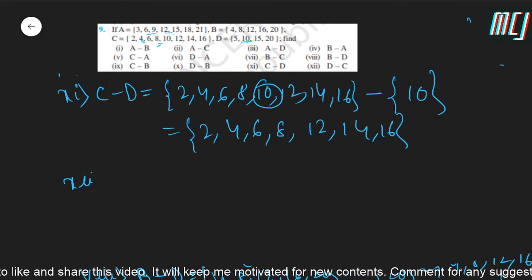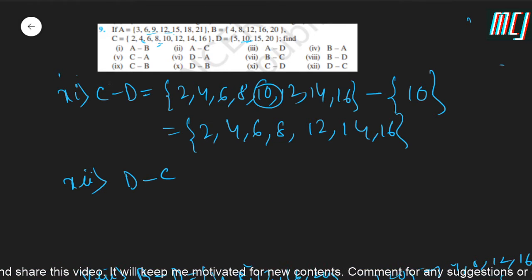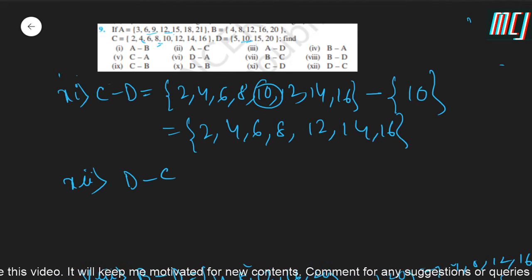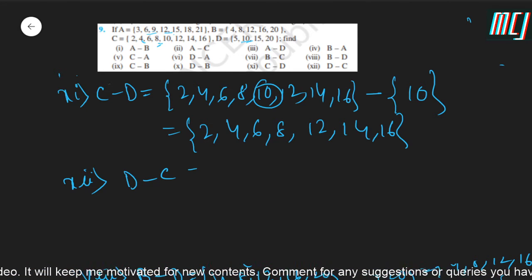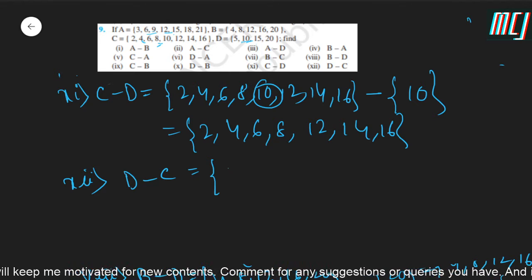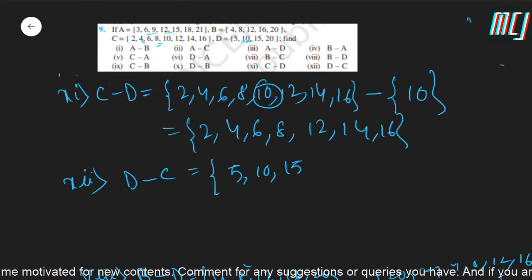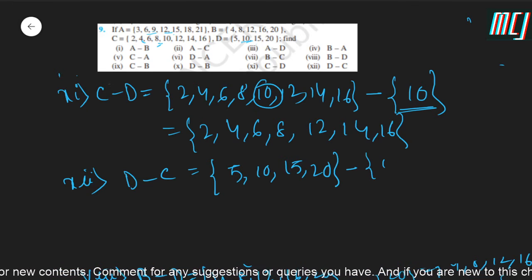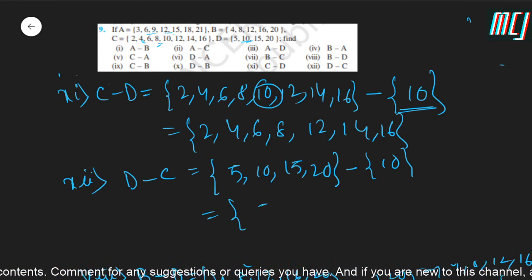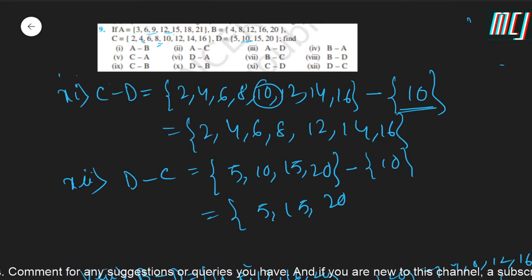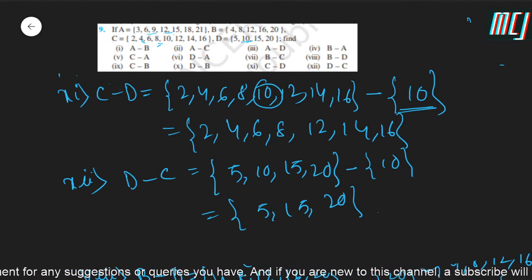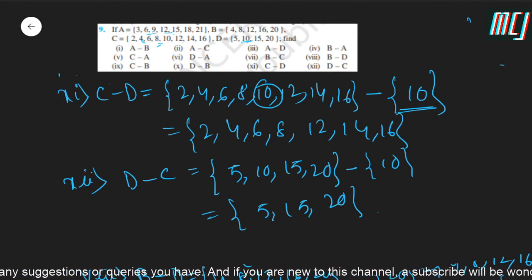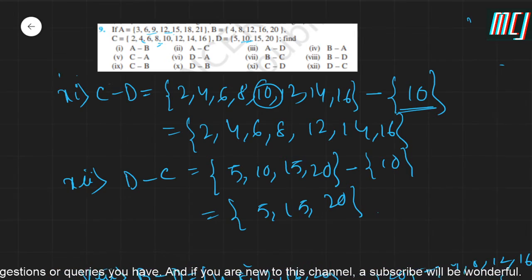Clear? Now the 12th one, D minus C. Okay. So D is 5, 10, 15, 20 minus D intersection C, that means 10. So it will delete. So remaining terms are 5, 15 and 20. Okay. Clear? Now we'll move to next question.